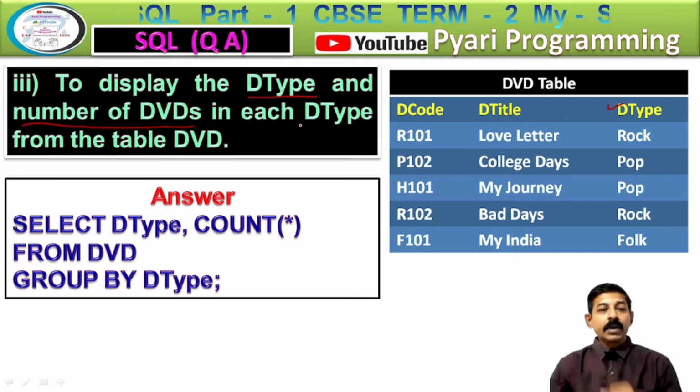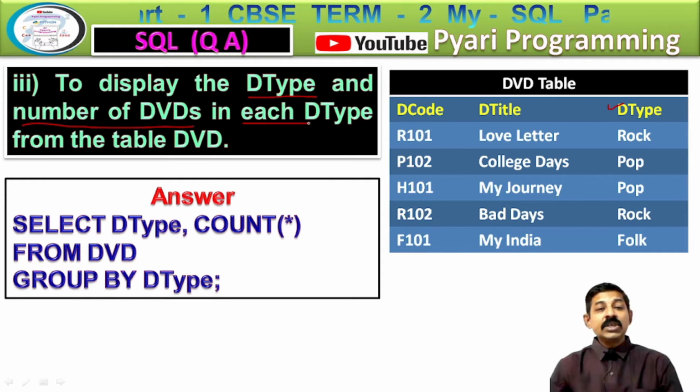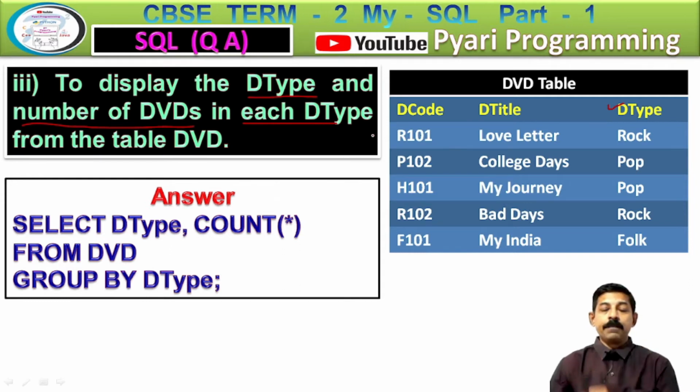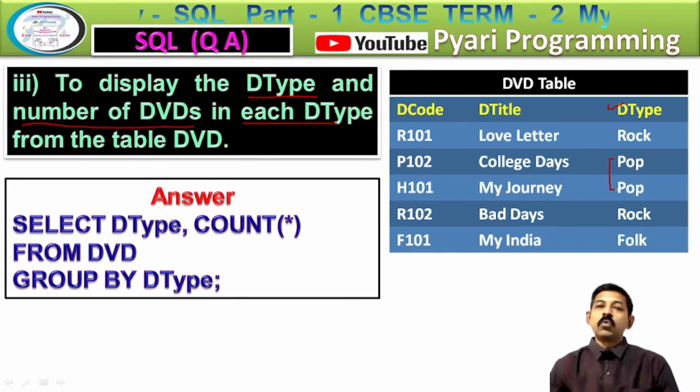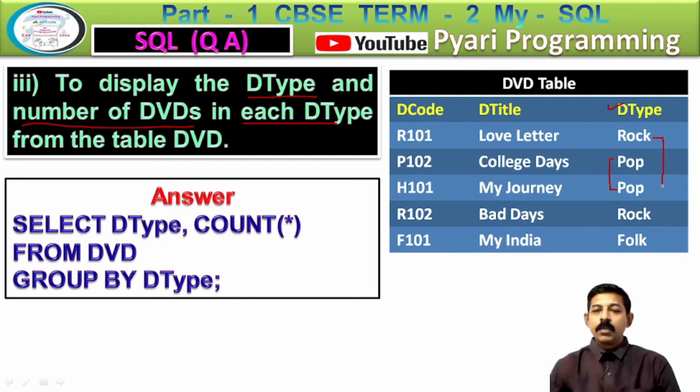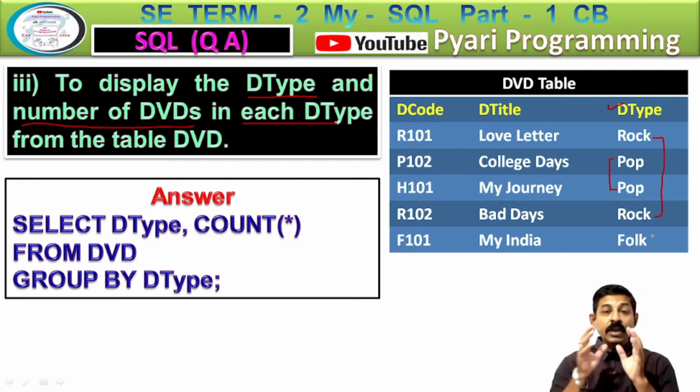But here it is saying each D type. Now what D types are available? Look at this. Rock is there. Pop is there. Pop is available 2 times. Rock is available 2 times. Folk is available 1 time. That means for each type, how many there are.